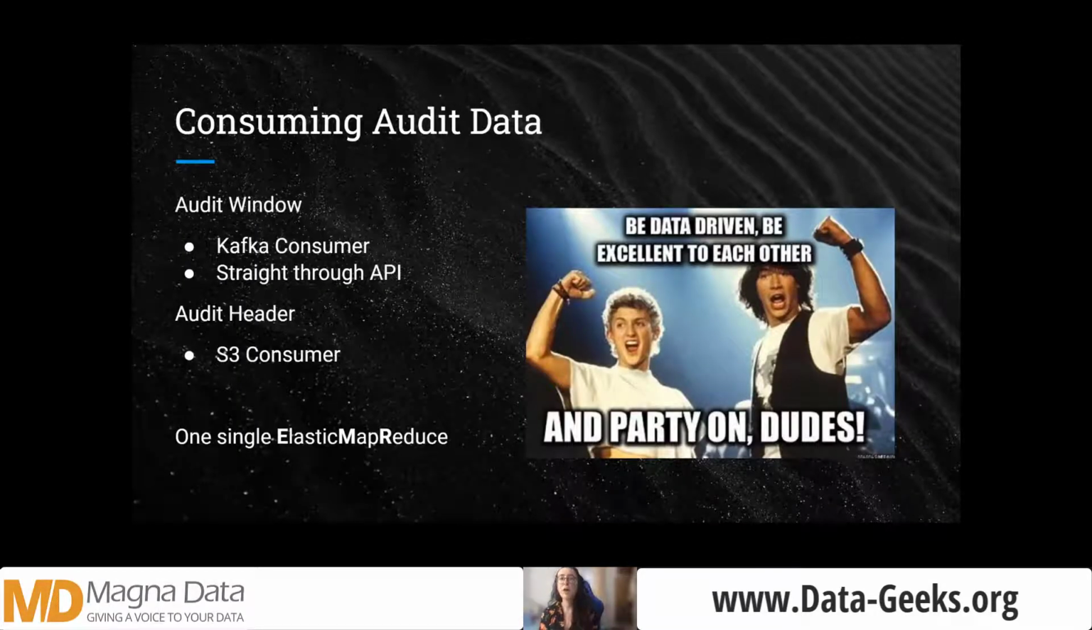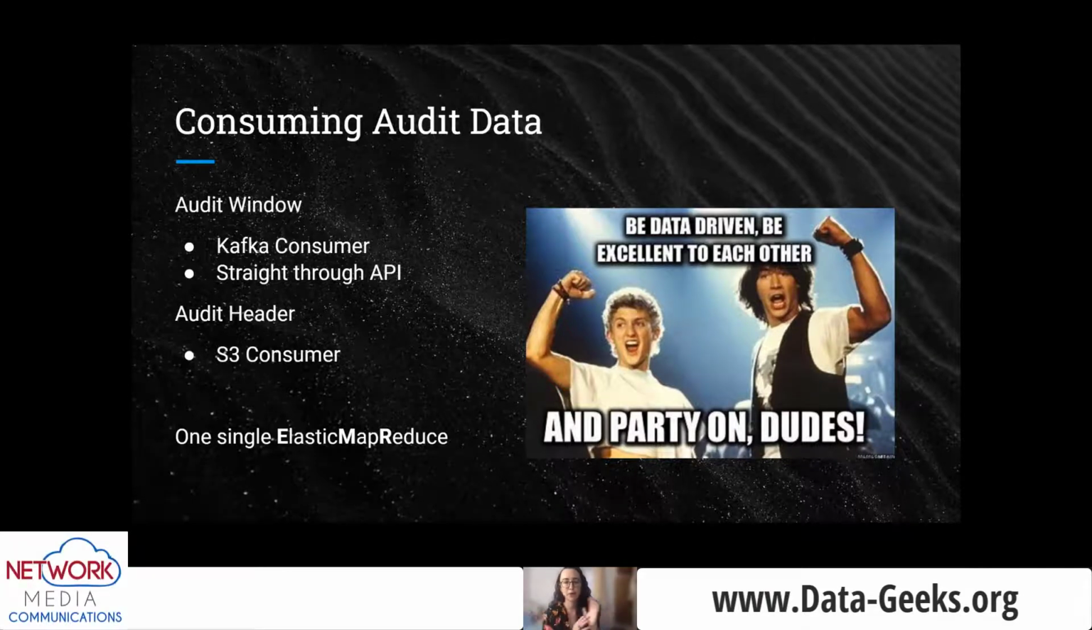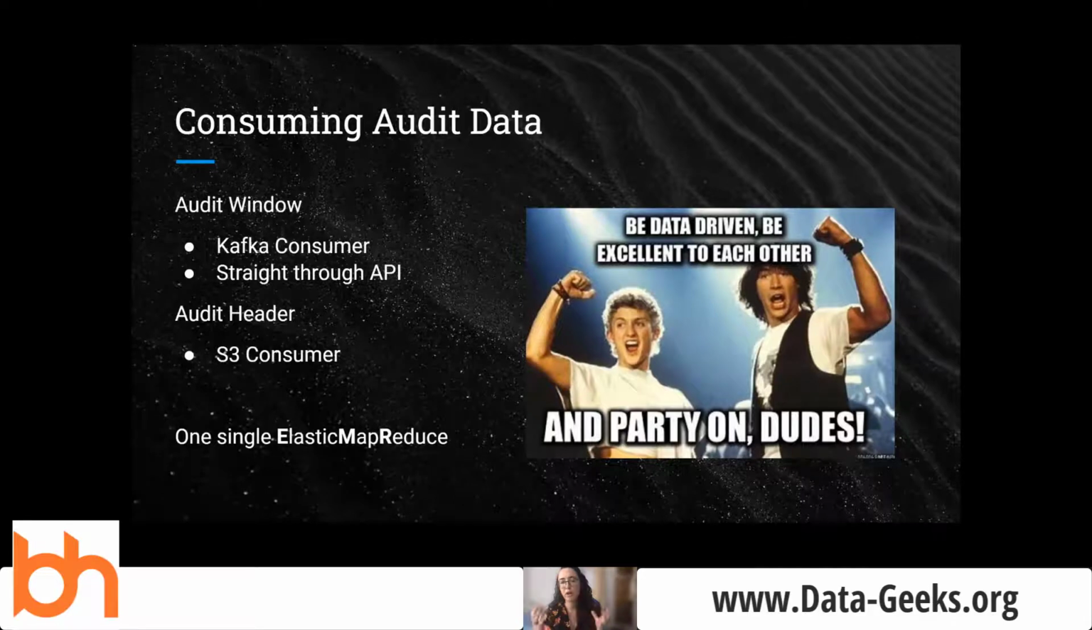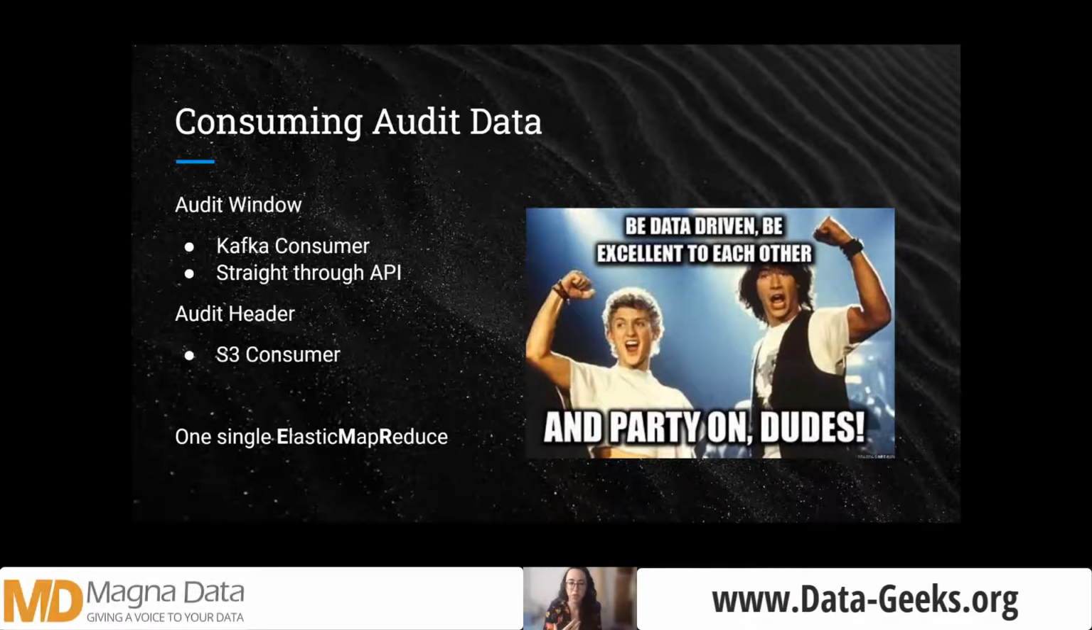Cool. So how do we actually consume our auditing data? We've just discussed how we consume the audit window. We do it both ways. We do it using a Kafka consumer since it goes through Kafka. We also do it straight through the API using our Lambda. Now, the audit header right now is already part of our data. So it's getting consumed by the data loaders from Kafka, and then they write all that data into RDR.